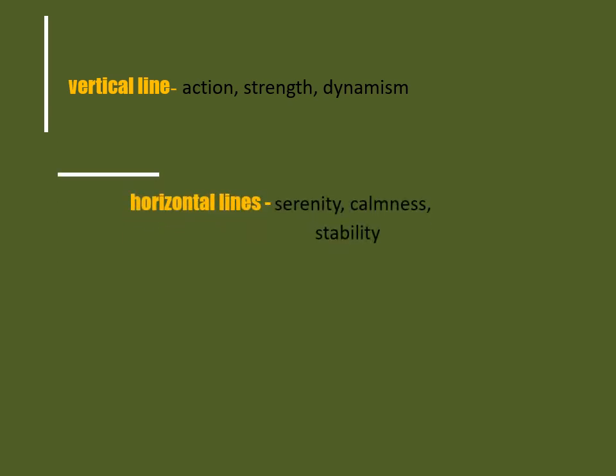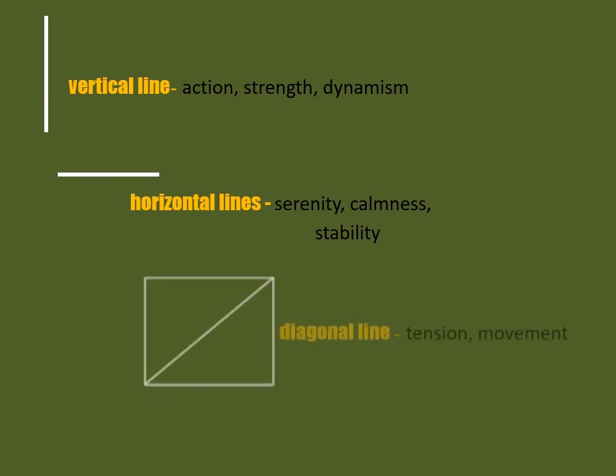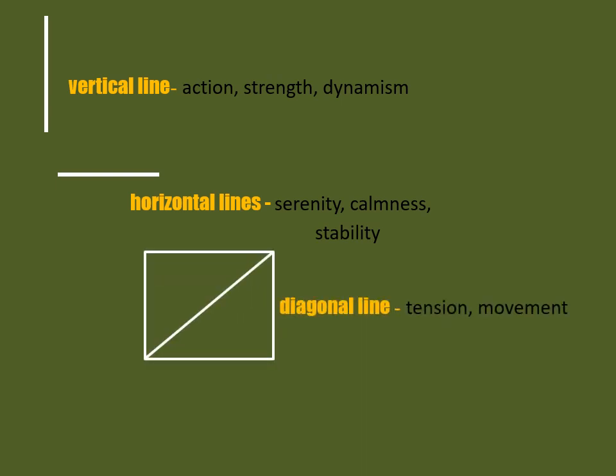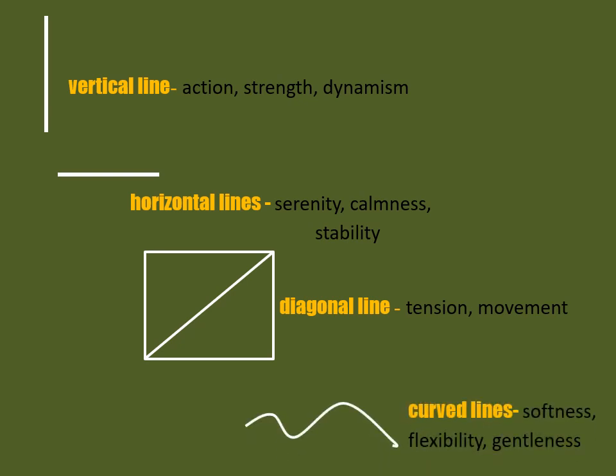Different kinds of lines can denote different psychological responses. For example, if a painting is dominated by vertical lines, it can suggest action, strength, and dynamism. If the painting is dominated by horizontal lines, it can mean serenity, calmness, and stability. On the other hand, if a painting is dominated by diagonal lines, it can suggest tension and movement. And if the painting is dominated by curved lines, it can suggest softness, flexibility, and gentleness.